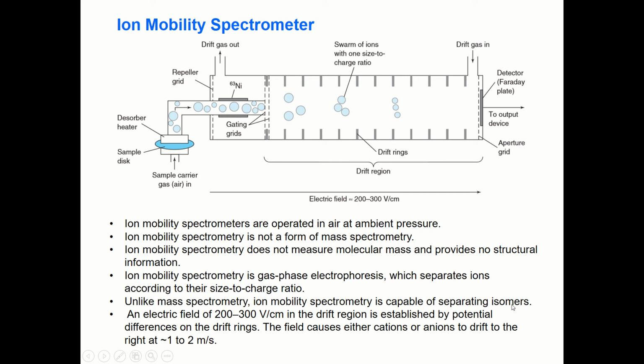This is quite peculiar. An electric field of 200 to 300 volts per centimeter, the electric field intensity in the drift region, is established by the potential difference on the drift rings. The field causes either cations or anions to drift to the right at a speed of 1 to 2 meters per second. Since this is operated at ambient pressure, it is quite widely used, especially in airports, to detect harmful substances like drugs or explosives.